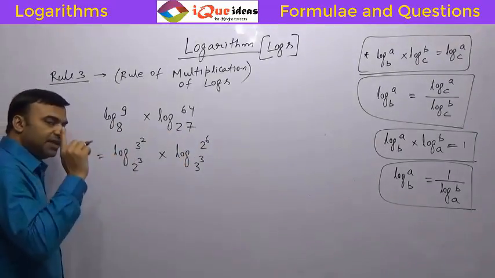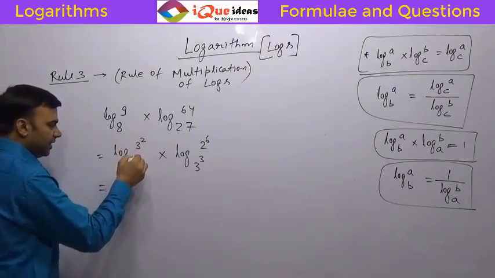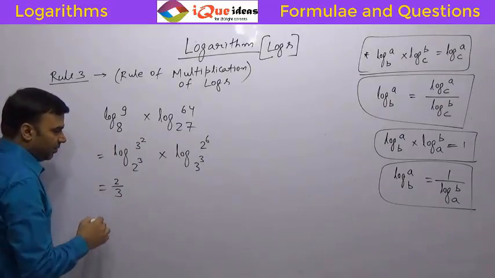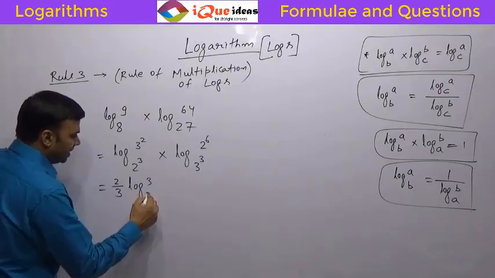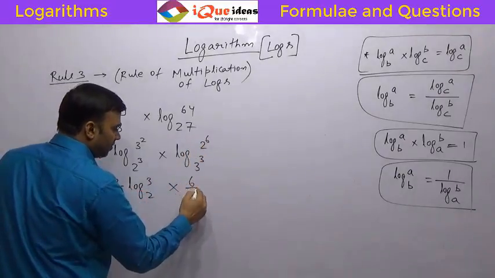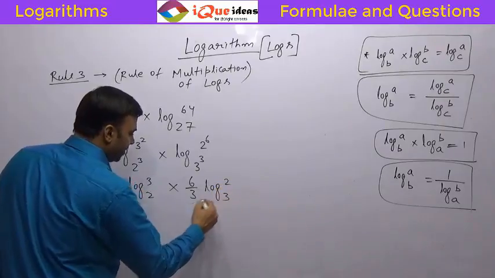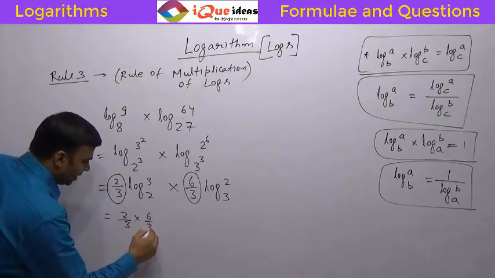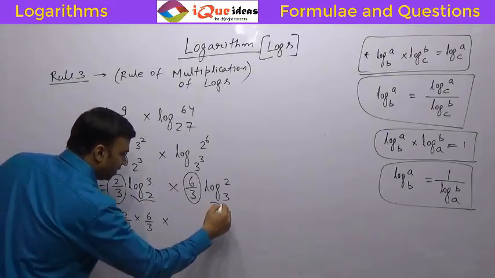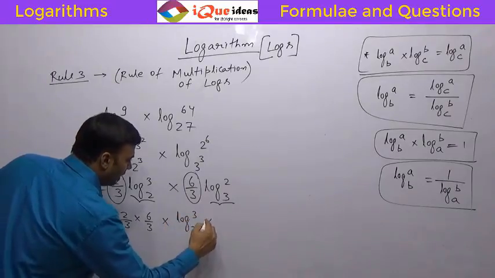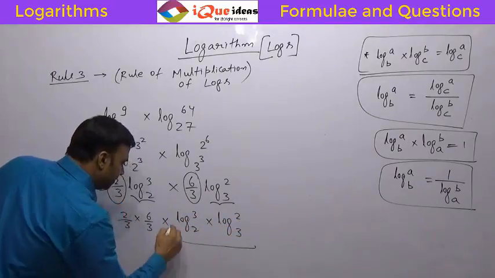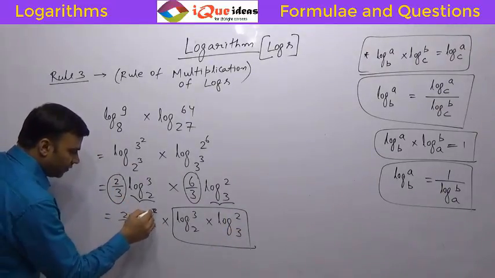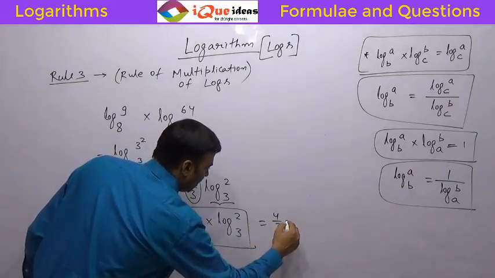Right? Now first let's apply the first rule, that is the rule of power. This 2 and this 3 will come outside, so it becomes 2 by 3. This power comes in numerator, this 3 comes in denominator because it is in the base. We have log 3 to the base 2 into, from here this 6 and this 3 will come outside, so 6 by 3, and we have log 2 to the base 3. Now put them together: 2 by 3 into 6 by 3 into log 3 to the base 2 into log 2 to the base 3. As you can see, this portion will become directly equal to 1. This 3 cancels 6 2 times and we have 2 into 2, 4 by 3. So the final answer is 4 by 3.